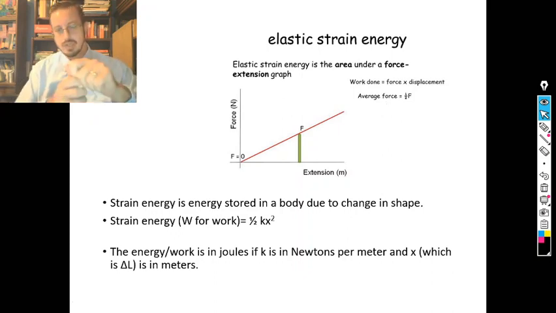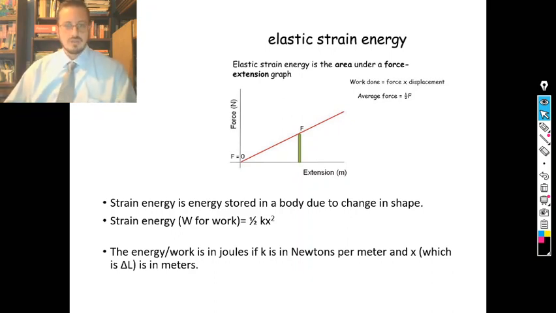So the work we do in stretching out a spring is equal to the energy stored in that spring, because energy is conserved. And we're neglecting any energy losses that might have occurred there. Strain energy is energy stored in a body due to its shape. And so an equivalent way to express the equation 1/2 force times extension, which is the area underneath this graph here, would be if we used Hooke's law and substituted in kx for force. Then we would have the equation that you're reading right here, 1/2 kx squared.